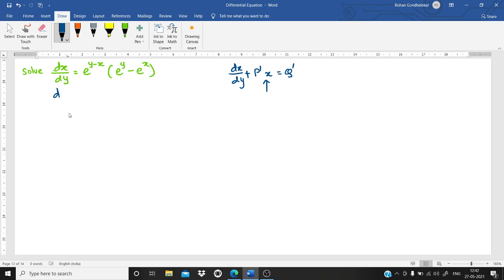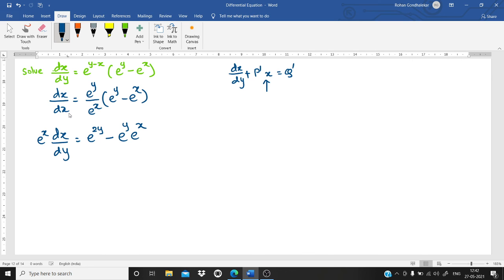So what I do is I write the differential as dx by dy is equal to e raised to y minus x, which can be written as e raised to y upon e raised to x into bracket e raised to y minus e raised to x. So we shift the e raised to x to the left. So e raised to x dx by dy is equal to e raised to y into e raised to y becomes e raised to 2y minus e raised to y into e raised to x. Now it is correct.